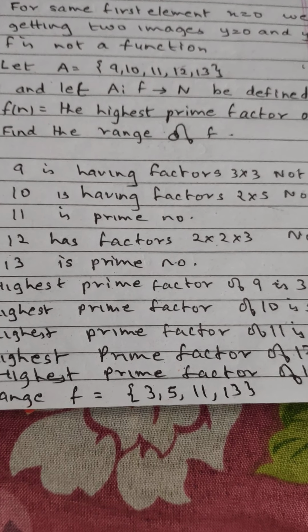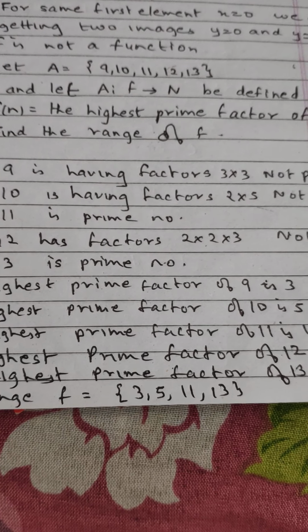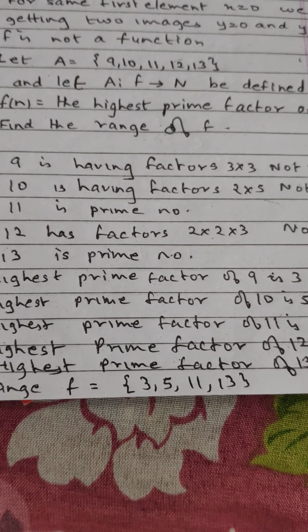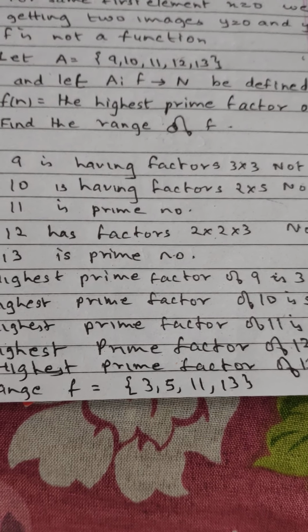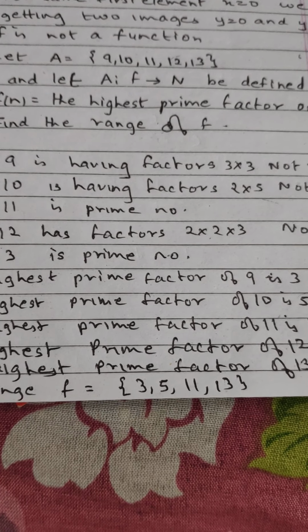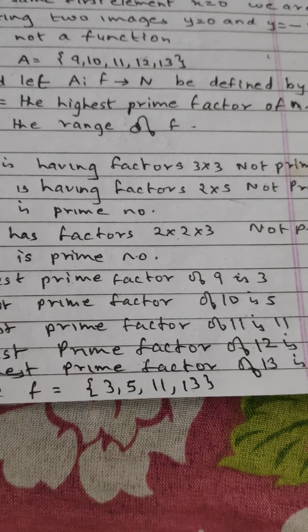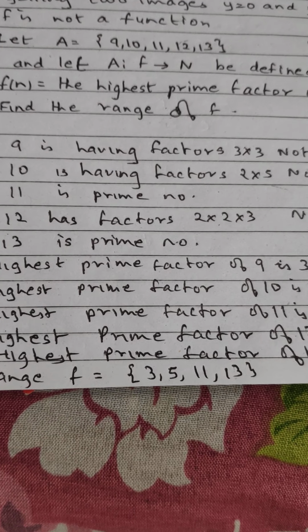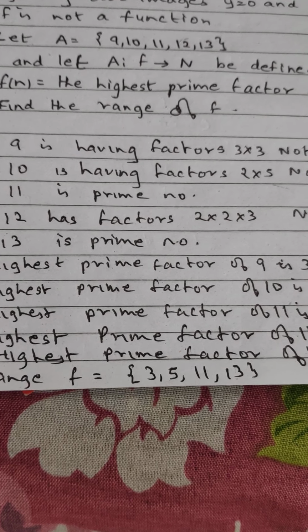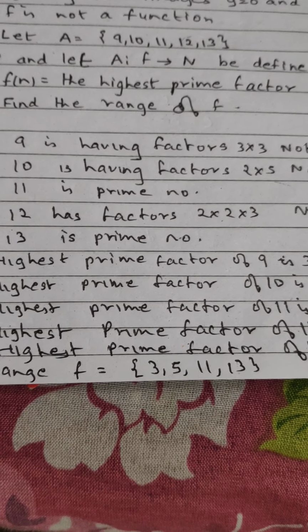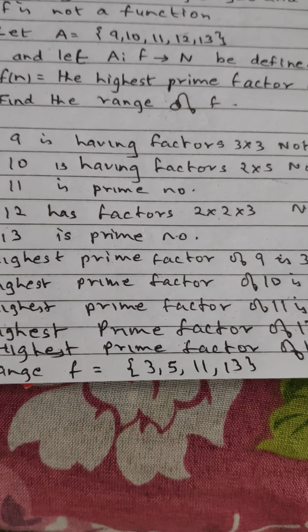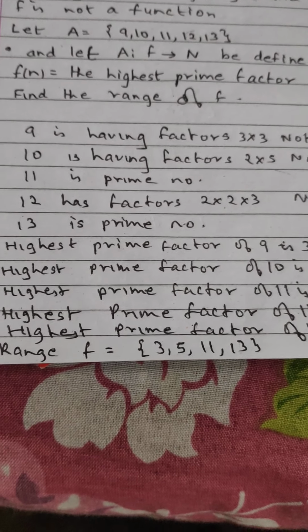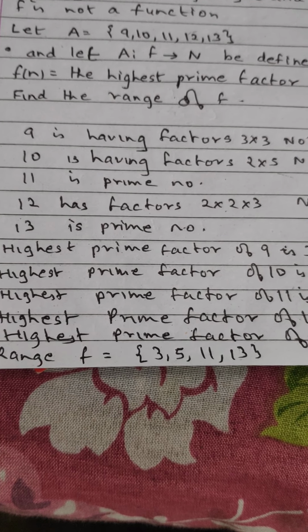What is 9? 9 has factors 3 into 3. 9 is not a prime number. It is having factors 3 into 3. 10 is having factors 2 into 5, and 10 is also not a prime number. 11 is a prime number, so it is not having any other factor except 11. 12 has factors 2, 2, 3. It is not a prime number. 13 is a prime number.